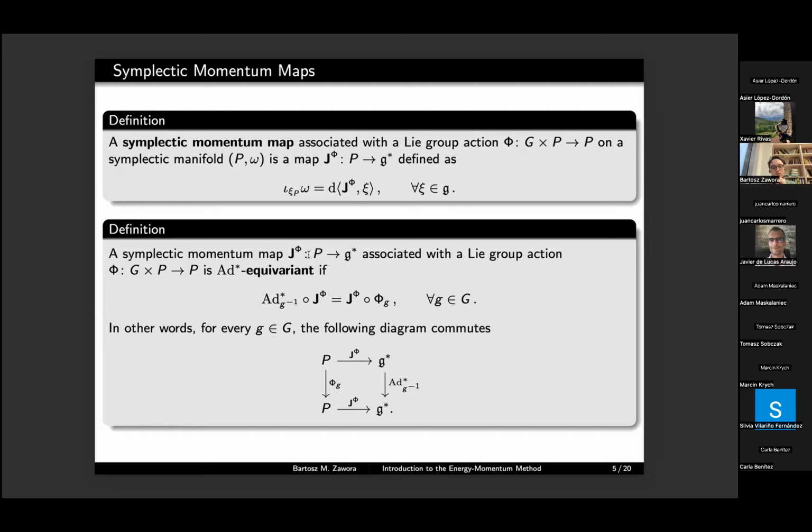And as I told you, we'll be focused on Ad-equivariant momentum maps, which are momentum maps satisfying the property that this diagram commutes. It means that the momentum map composed with the coadjoint action of g^-1 is basically the momentum map composed with the Lie group action, for every element in the Lie group.